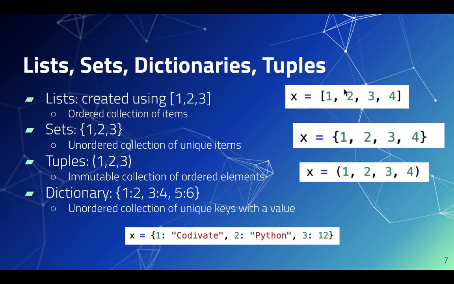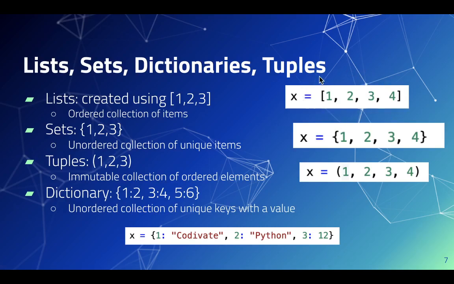So what is a list? Well, a list is an ordered collection of items. So basically, you create a list using square brackets, and you separate each element in the list with commas. A list can hold multiple values, so you can have the value 1, followed by the value 2, then 3, then 4.